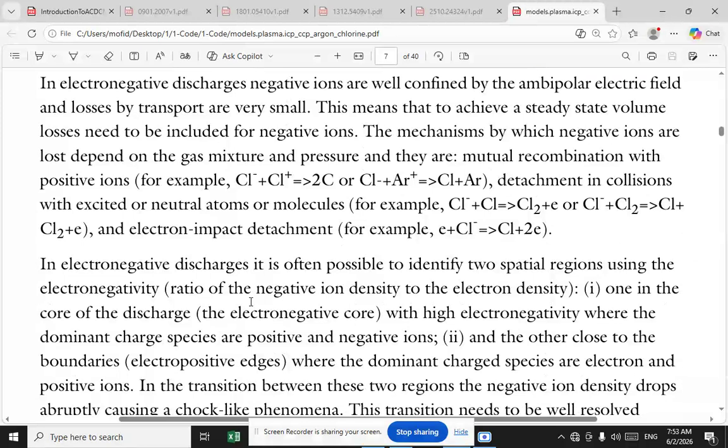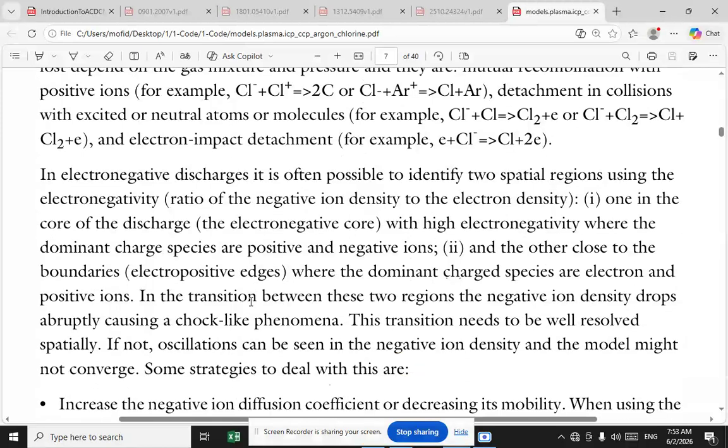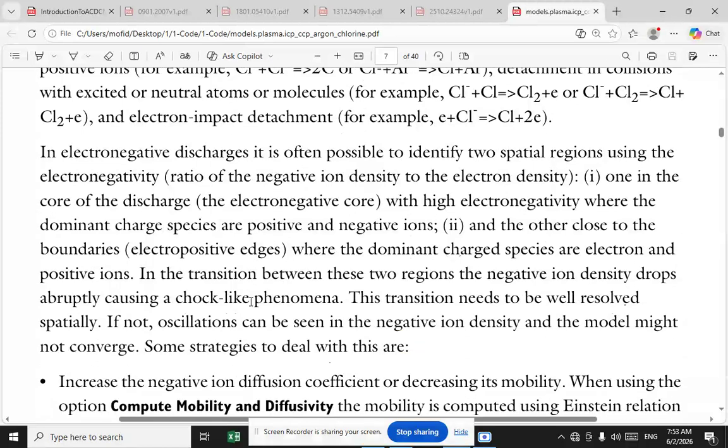for example Cl- and Cl, which gives 2 Cl plus an electron, or Cl- plus 2 Cl, which gives Cl plus 2 Cl plus an electron; and electron impact detachment, for example an electron plus Cl-, which gives Cl plus 2 electrons.